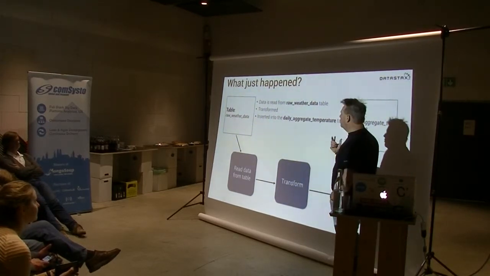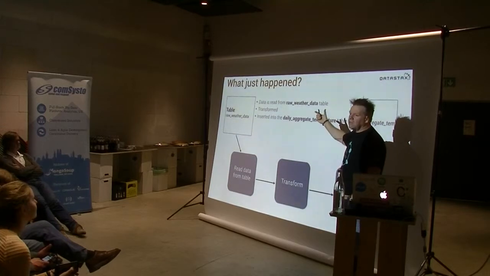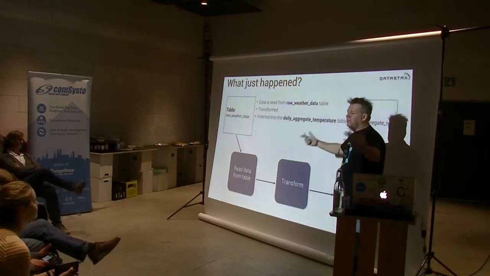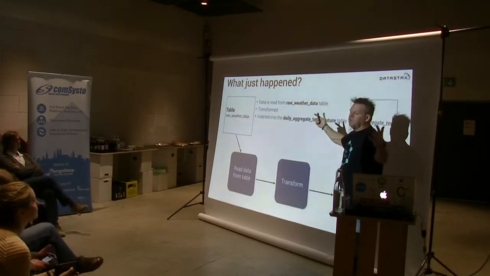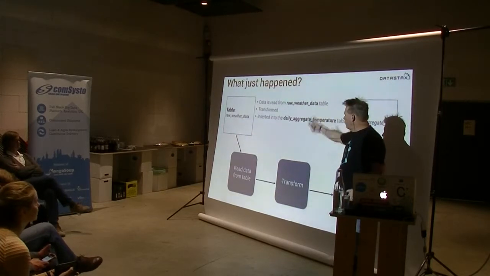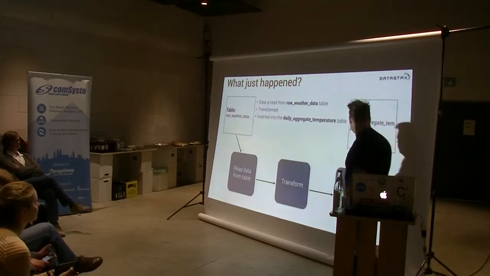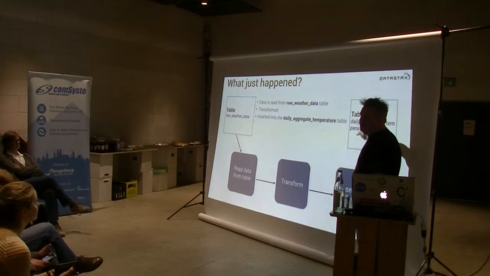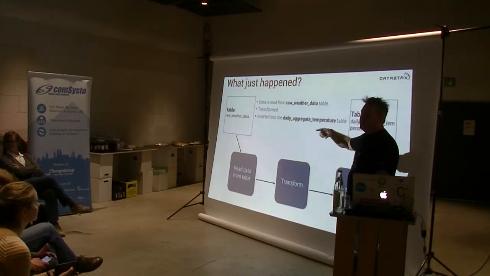So what just happened here? What did we do? We have raw weather data that had just basic, here's all the temperatures forever. We read it, we transformed it, and then we inserted it right back into this table. If you've ever had to manage an ETL job, you know that can really suck, right?